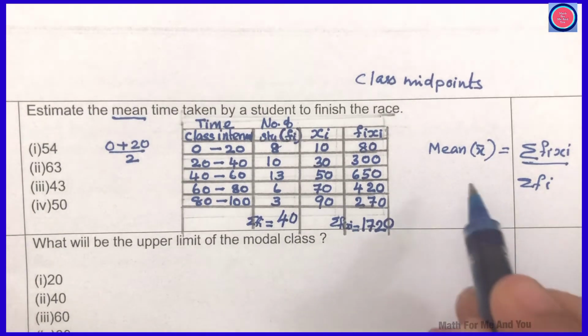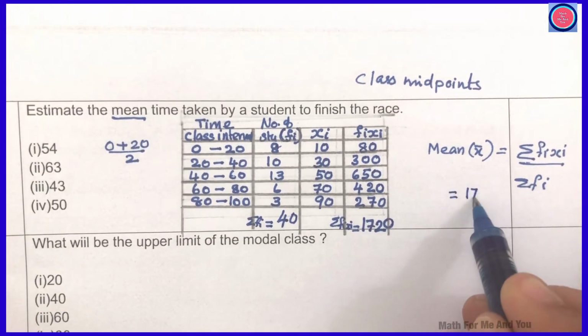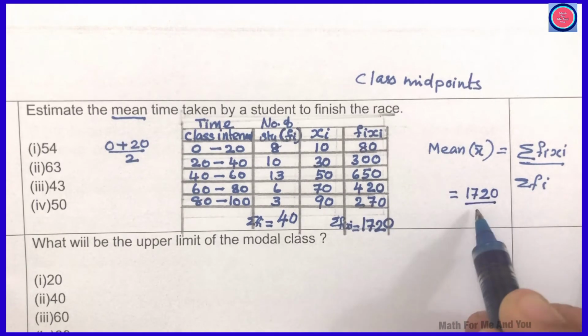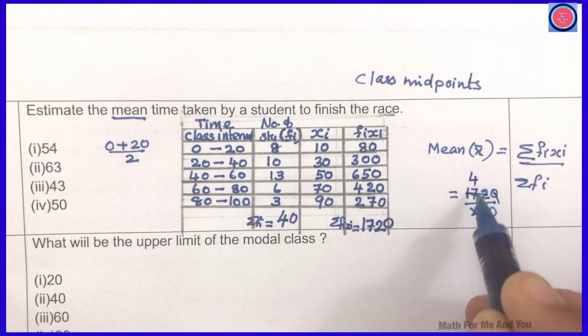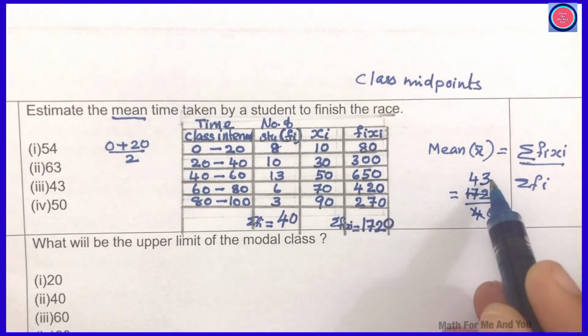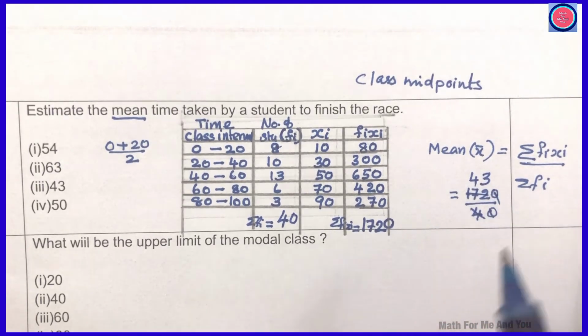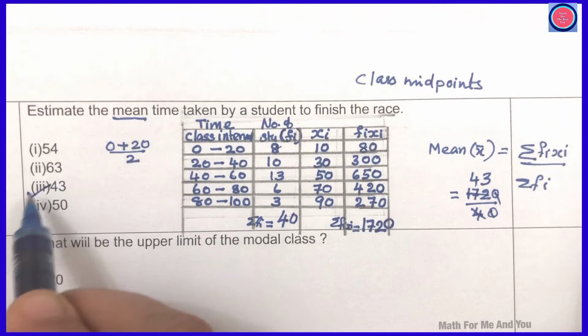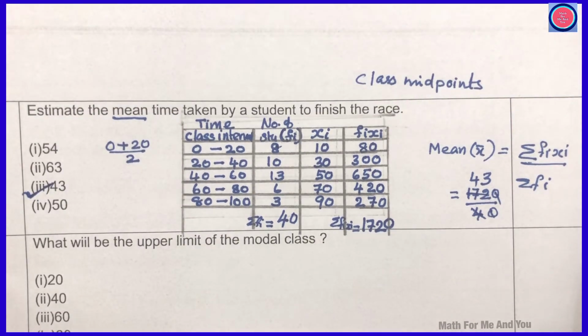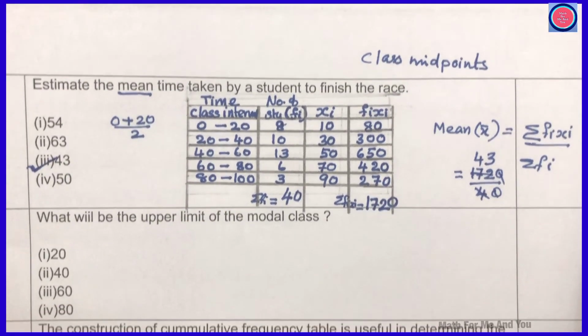Using these two values, we can find the mean. Mean is equal to 1720 over 40. Cancel 0 first. So 4 and 172, 4, 16, then balance 1, 12. 3 times 4, 12. So we get the mean 43. Which option? Option number 3 is the correct answer. We get mean as 43.